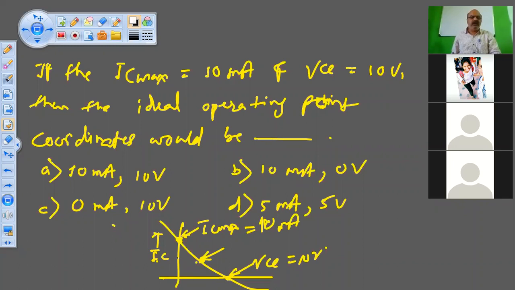So naturally, what will be the values of the operating point coordinates? This is the IC value and this is the VCE value. So it is at the halfway. So it is 5 and this is also at 5 volt. Correct. So the correct answer is D. The ideal operating point coordinates would be 5 milliamperes and 5 volt. This is the correct answer for the question.